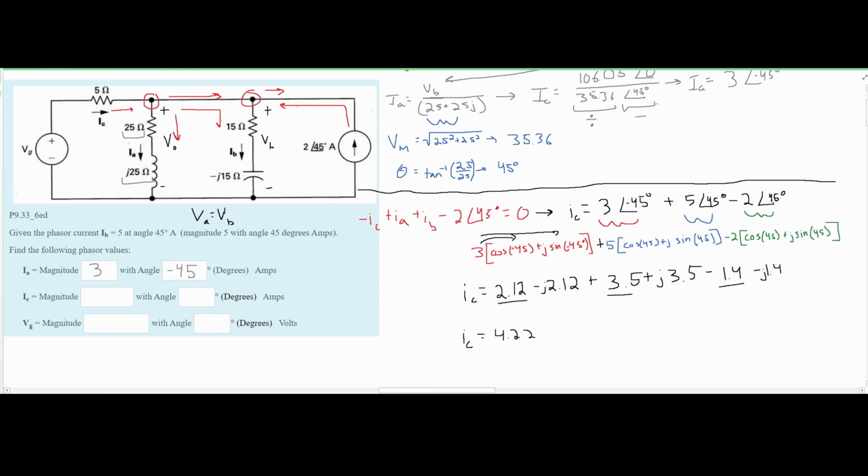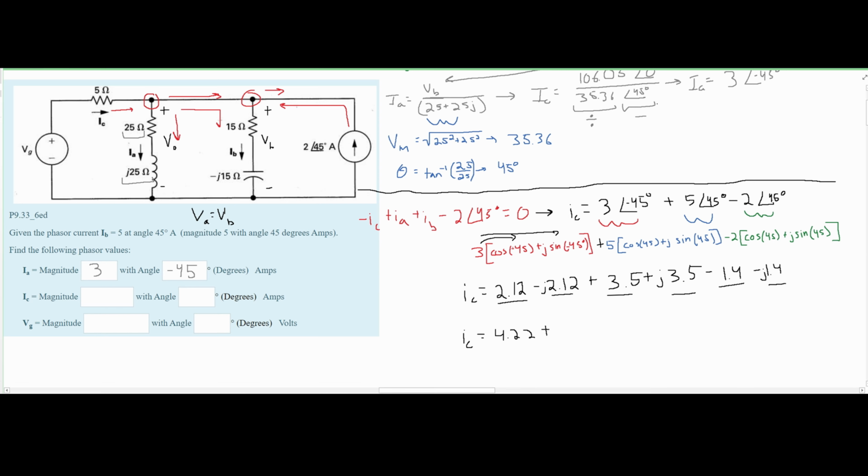And now we're going to add our j's together. So we have a negative 2.12 plus our 3.5 minus our 1.4. And this is going to give us approximately 0. There are some rounding errors here, so this should be 0. However, if you add all of these specifically, it's not going to give us 0. But again, that's because of rounding errors.